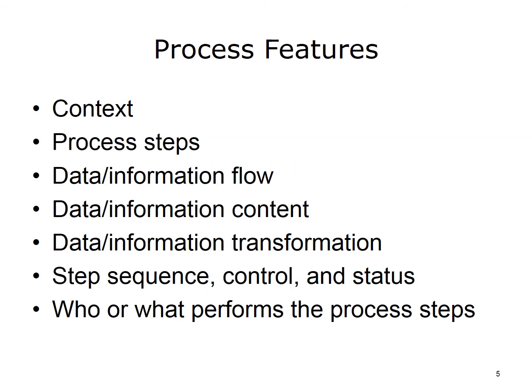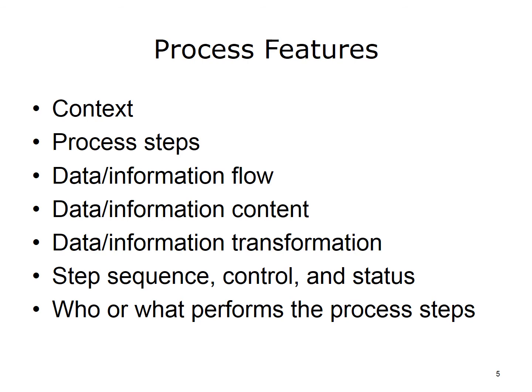The process aspects to be featured will determine the type of diagram to be used, i.e., the diagram that best represents the process aspects that you are interested in. The 6 important process aspects are context, process steps, information flow, information content, information transformation, sequence and other control, who or what role performs the step.